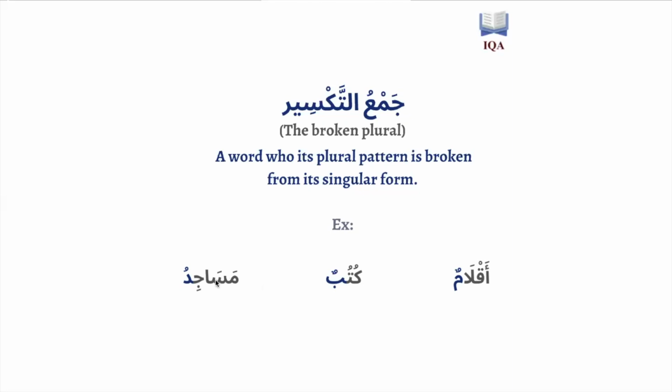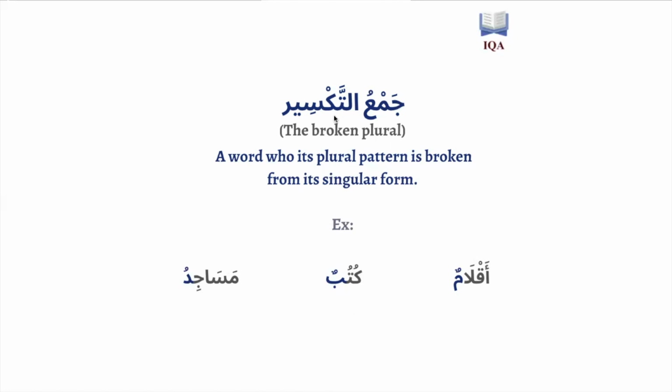So masjidun was changed completely to masajid. Kitabun was changed completely to kutubun. Aqlamun was changed from qalamun. So these words are jam'u taksir. Why? Because they're nouns that are indicating something that's plural, and likewise, their original singular form was broken apart, was changed, was taksir, was broken in order to create their plural form.